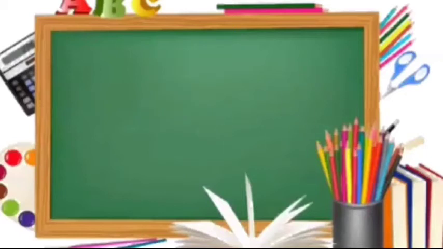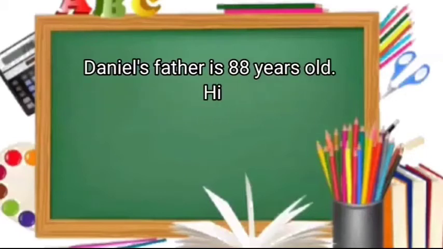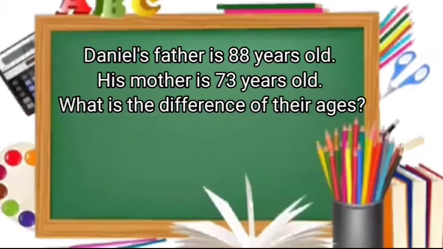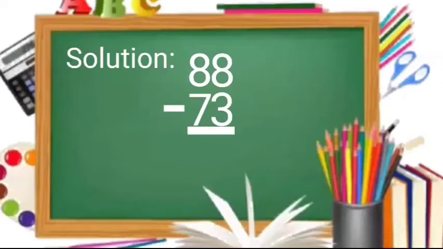Let's try another example. Daniel's father is 88 years old. His mother is 73 years old. What is the difference of their ages? 8 minus 3 is equal to 5 and 8 minus 7 is equal to 1. That means the difference of their ages is 15 years.